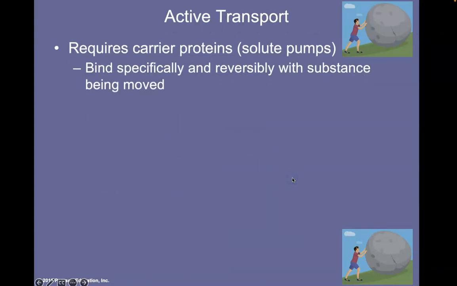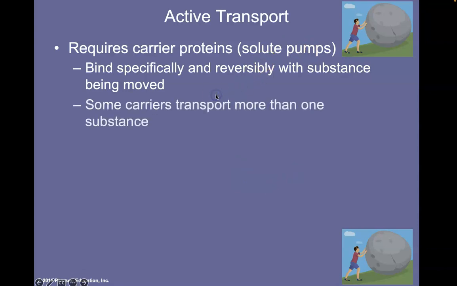So again, active transport is, of course, going to require some type of carrier protein, and that solute is going to bind specifically and usually reversibly with the substance that's being moved, meaning that the solute will bind, and it's oftentimes very specific. So we're going to talk about a sodium-potassium transporter. That protein transporter is going to be very specific for binding sodium on one side and then potassium on the other side. So you see they're very specific.